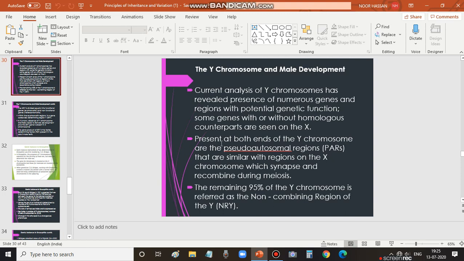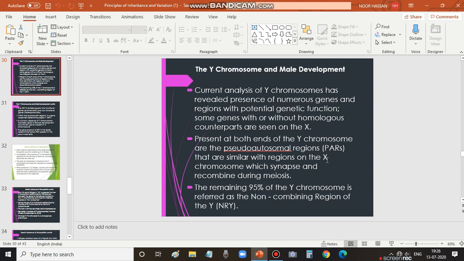Another piece of information: present at both the ends of the Y chromosome are the pseudo autosomal regions, in short called PARs. These regions at both ends of the Y chromosome are similar to regions on the X chromosome also. The same regions, PARs, are seen at both the ends of the X chromosome and the Y chromosome.